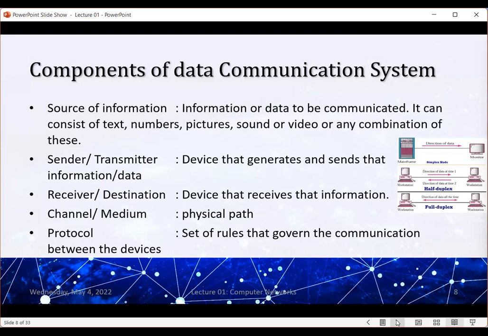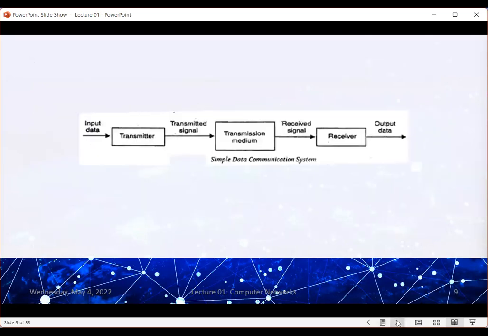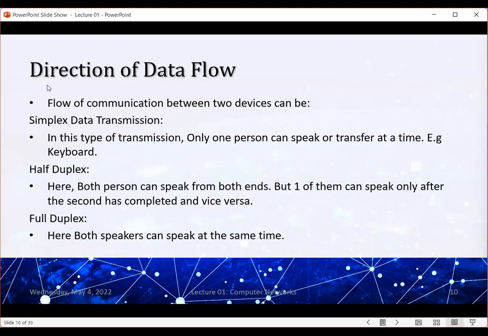Right? Okay. Now, let's see the direction. Now, we are sending information from one point to another point. We are sharing information between source and the destination. Now, let's see the direction, how the data is flowing between the source and the destination. We'll see that, right? Generally, the flow of communication between two devices can be in three types.